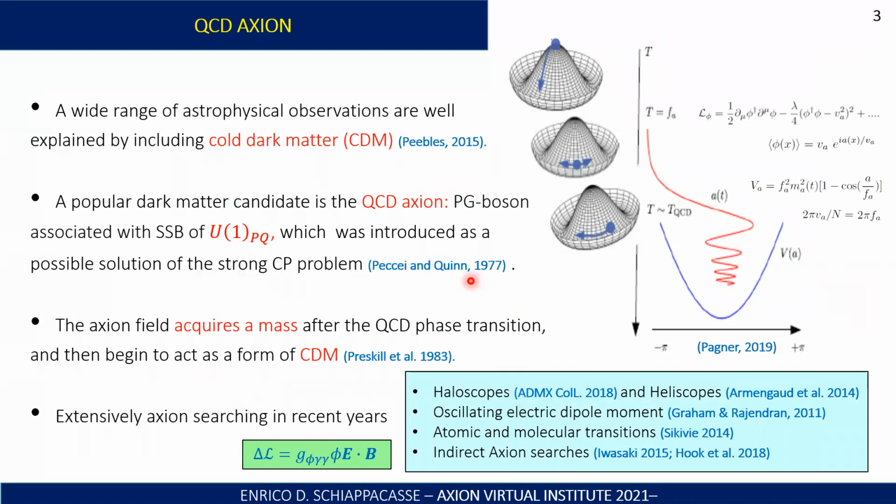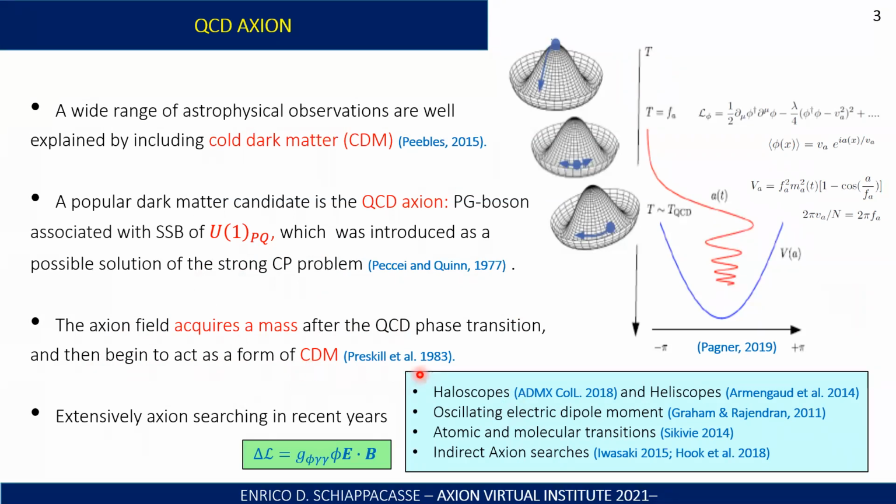I am mainly interested in the scenario in which the PQ symmetry is broken before or during inflation. In this scenario, the axion field is driven to be highly homogeneous on large scales. First, the axion field is massless, and then it acquires a mass after the QCD phase transition due to non-perturbative QCD effects. And then the axion field begins to act as a form of cold dark matter.